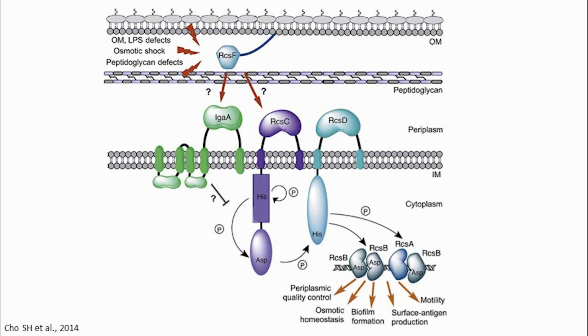This interaction will activate the response, so the RcsC will be autophosphorylated, and the phosphate group will be transported by the RcsD to RcsB. RcsB will be activated as a homodimer or heterodimer with RcsA. These two forms will activate the transcription of many genes that are involved in the biofilm formation, the periplasm quality control, the homeostasis, the surface antigen production, and the motility of the bacteria.